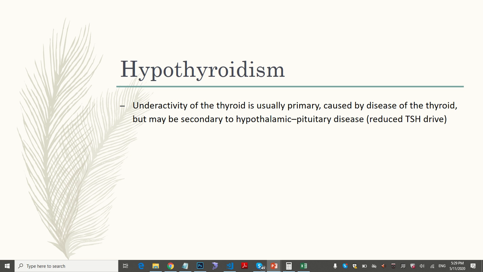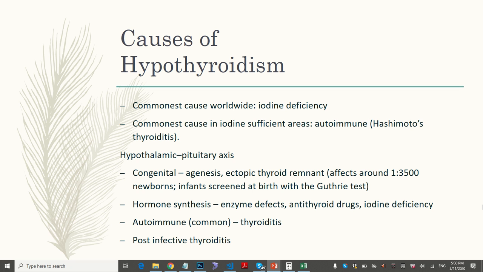Now we are going to discuss the important conditions associated with the thyroid hormones. The hypothyroidism. Underactivity of the thyroid is usually primary, caused by disease of the thyroid, but it could be secondary. So there is a primary cause and a secondary cause of hypothyroidism. Primary is because of the disease of the thyroid gland itself, and secondary is due to the hypothalamic pituitary disease, which is going to cause reduced TSH, thyroid stimulating hormone production, and the TSH drive. So these are the commonest causes of hypothyroidism.